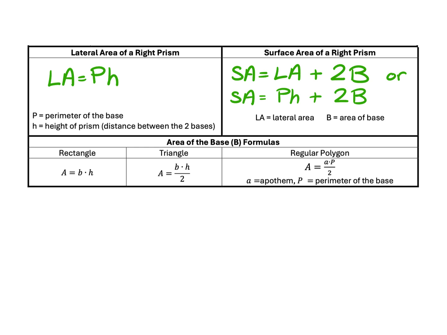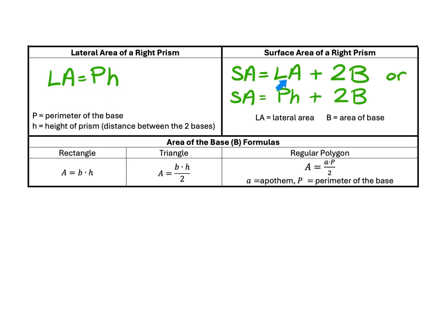To calculate the lateral area of a right prism, the formula is lateral area is equal to PH, where the capital P is the perimeter of the base and the height, H, is the height of the prism, or the distance between the two bases. That's what the height is. So LA equals P times H.